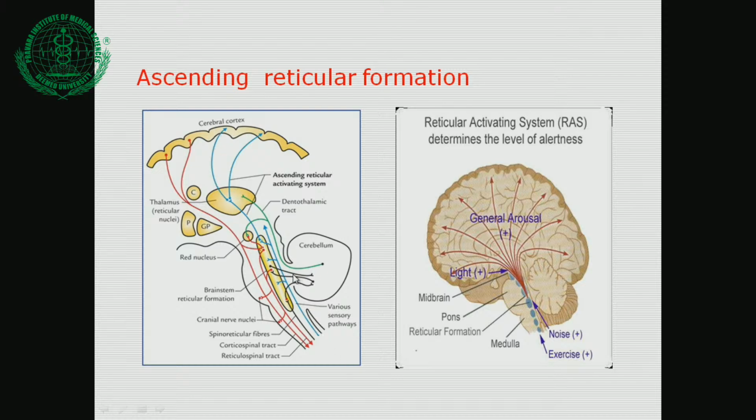The ascending pathway gives collaterals to the lateral nuclei. From the lateral nuclei the fibers are projected to the intralaminar and reticular nuclei of the thalamus, and from these nuclei the fibers are projected to the cerebral cortex. So here is the ascending reticular activating system, giving fibers to the cerebral cortex.